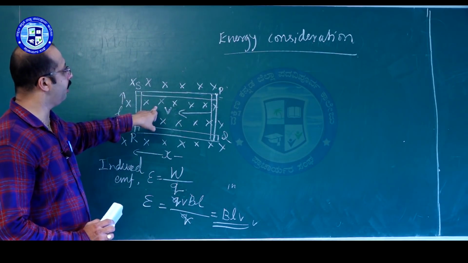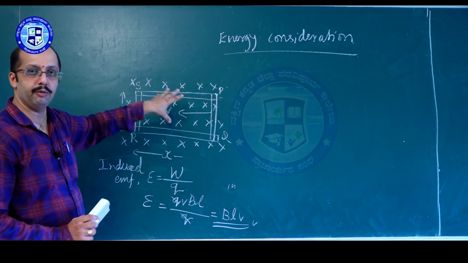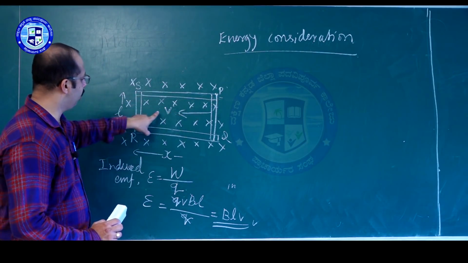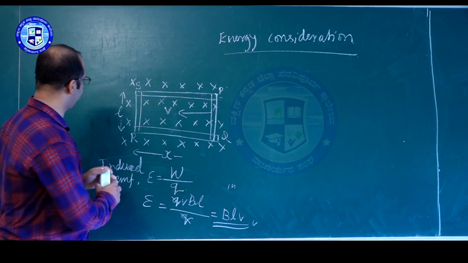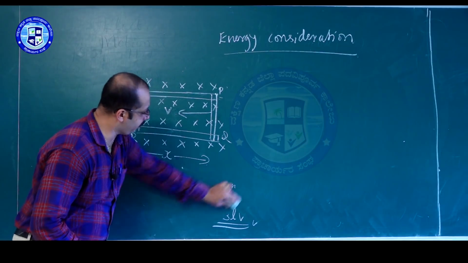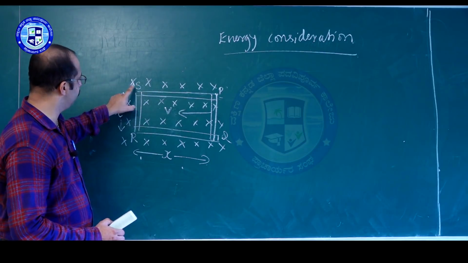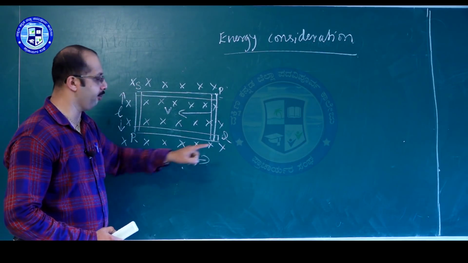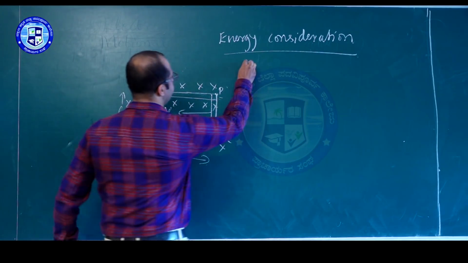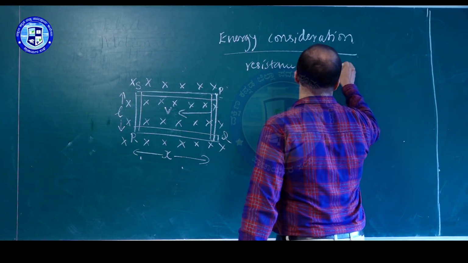Here we consider the energy consideration using the same apparatus, PQRS, a rectangular frame or conductor. In that, PQ is the movable part, moving with velocity v through displacement x, and length L. Now we consider that in this PQRS rectangular frame, the resistance of the PS, SR and RQ parts is negligible compared to the resistance of PQ. So the resistance of PQ is equal to R.